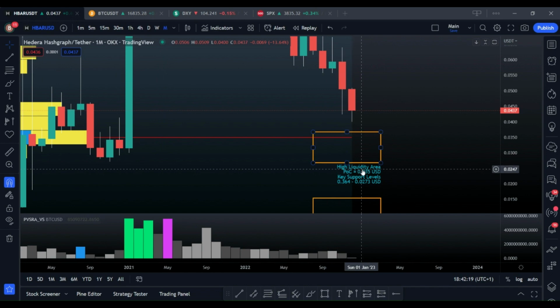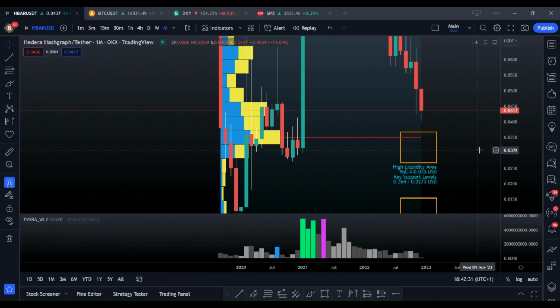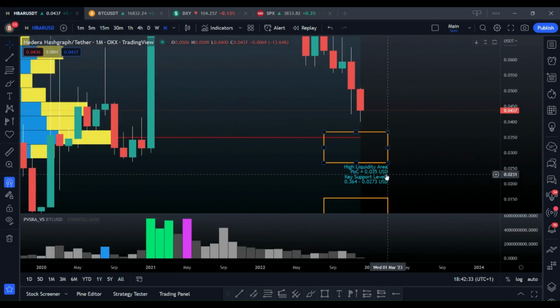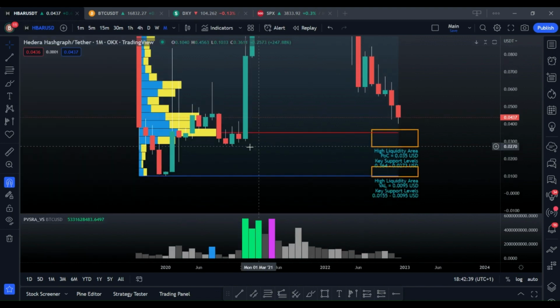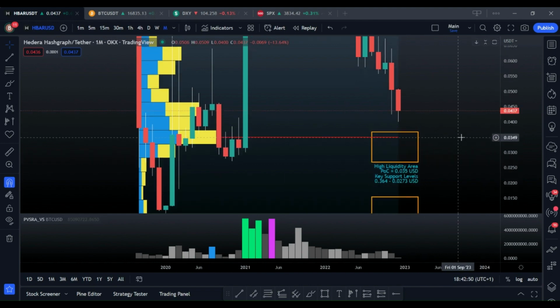In our first area of interest, we have, like I said before, a high liquidity area and the POC, which stands for point of control, this red line right here. As I said before, this is the price point where the most volume has been transacted historically, which is at about 3.5 cents roughly. Not only that, we also have key historical support levels, if we look back on the chart right here, ever since 2020 roughly. So we'll most likely see price revert back there and retest the support. This price range is between 3.6 to 2.7 cents roughly.